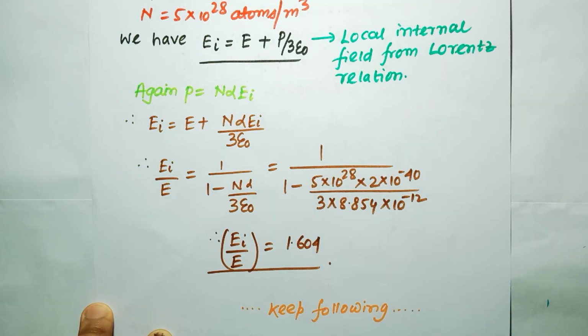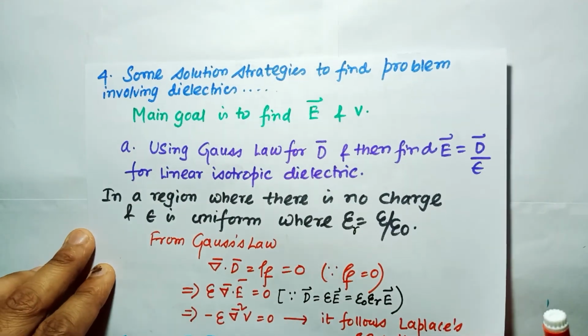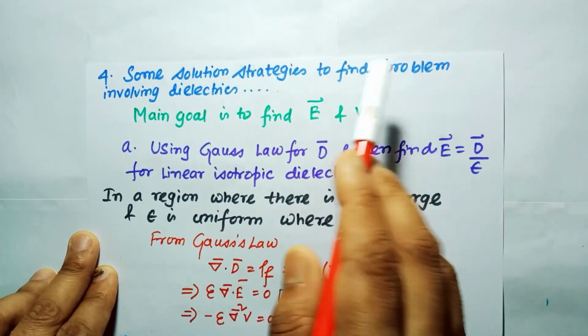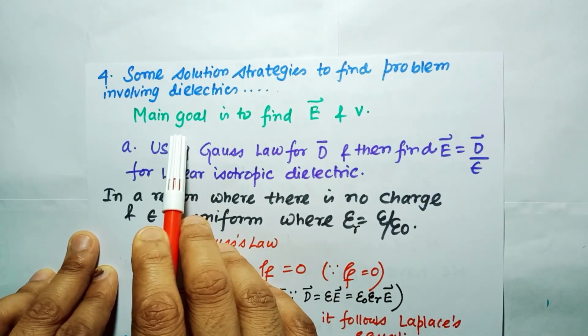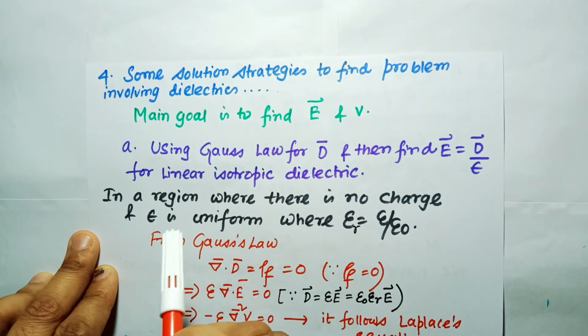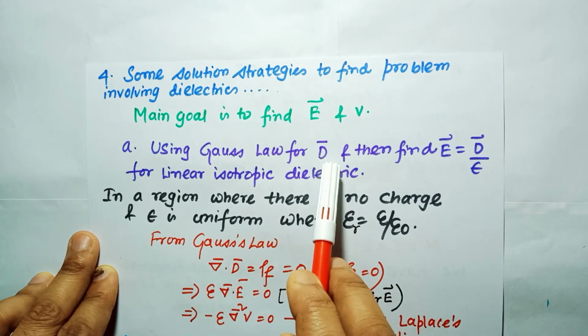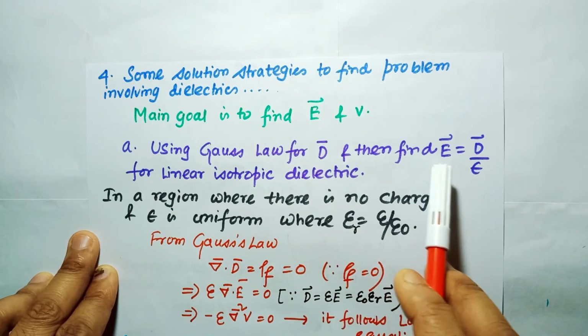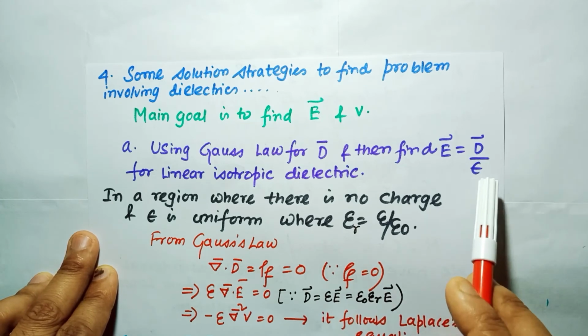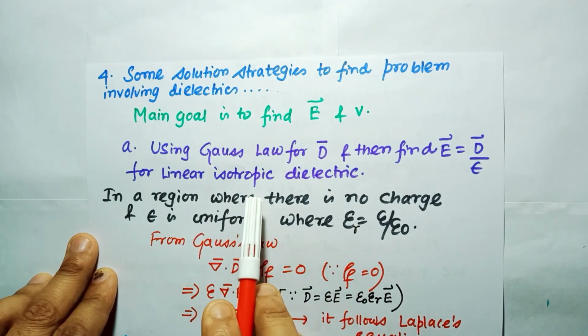So now I will discuss some solution strategies for problems involving dielectrics. So keep following. Problem number 4: some solution strategies to find the solution of problems involving dielectrics. Our main goal is to find the electric field and the potential in a dielectric problem. So using Gauss's law for the displacement vector, I need to find the electric field by the relation: displacement vector divided by the permittivity of the medium, for a linear isotropic dielectric.